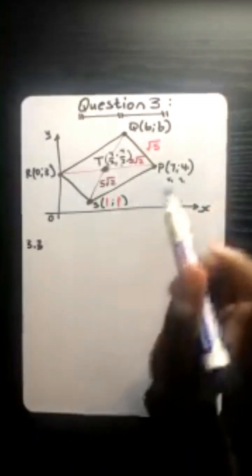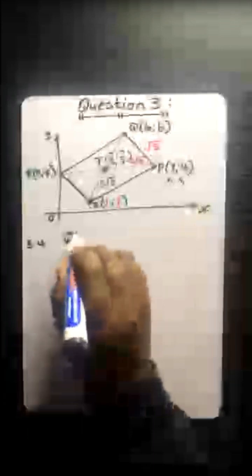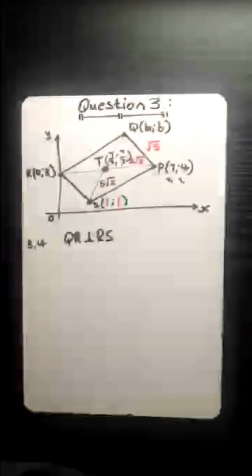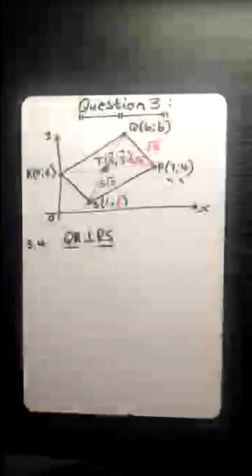question. So let's see very quickly. Let's see the next question being 3.4. Is it 3.4? Yes. Show that QR is perpendicular to RS. This is exactly what the examiner wants us to show, that QR is perpendicular to RS.